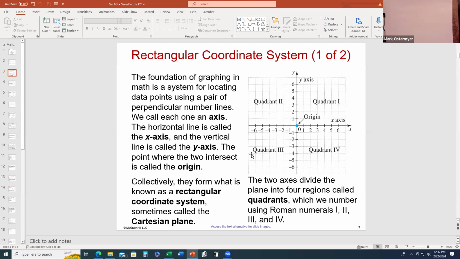So this is called the XY plane. It has a lot of names depending upon what book you look at. Sometimes it's referred to as the Cartesian coordinate plane, the rectangular coordinate system. Sometimes it's just called the plane.